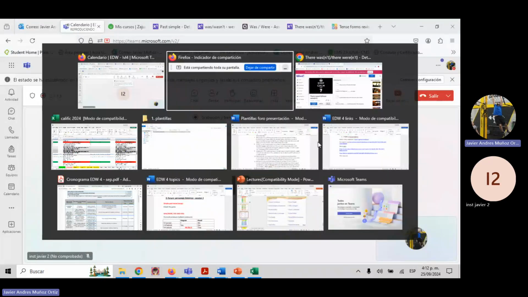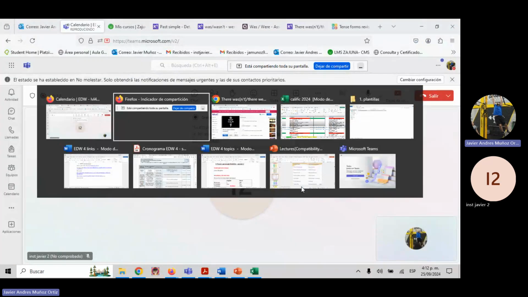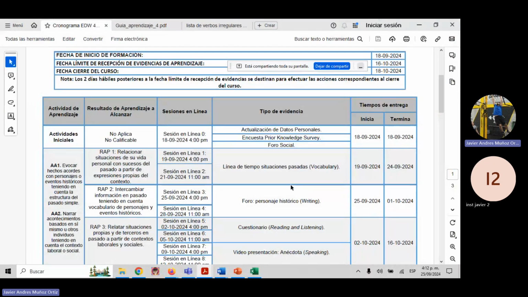So, what are we going to study today? We are going to study something about the simple past tense, and in this case, we're going to solve the second evidence of this module, of this course, English as Work Level 4. So, we're going to study some grammar in order to solve this activity called personaje histórico writing.